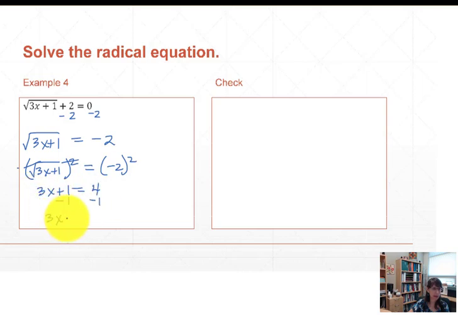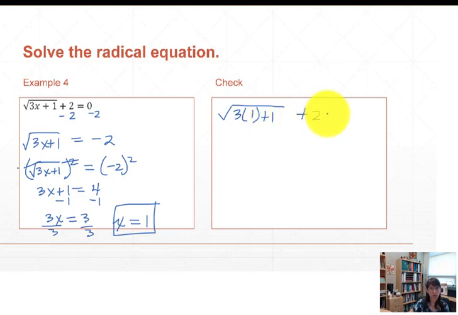And we end up with 3x now equals 3, divide by 3. So it looks like x might equal 1. Let's check it and see if it works. Don't ever assume your answers are going to work. Always check them. So 3 times 1 added to 1 plus 2, does that equal 0? So this would give us 3 plus 1, or square root of 4, add 2 equals 0. 2 plus 2 equals 0. Does 4 equal 0? No.